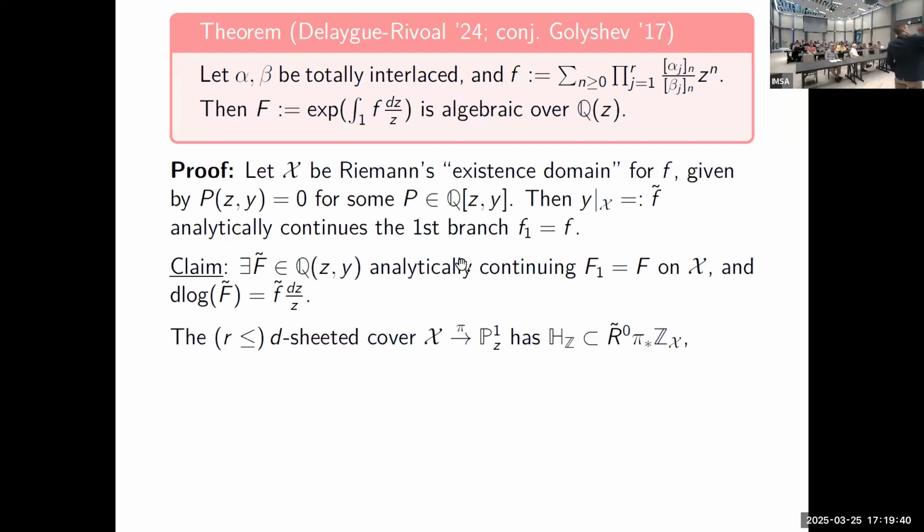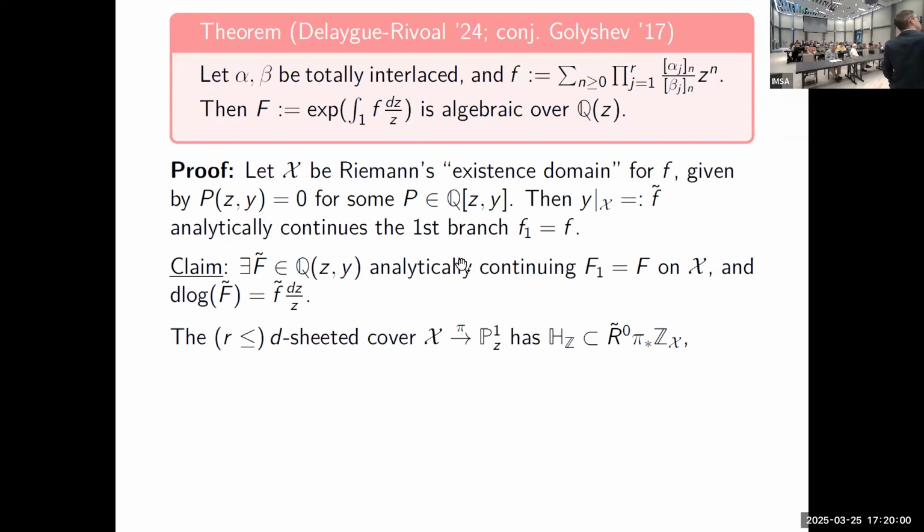Okay, now the hypergeometric local system H_Z, this is the integral lattice, has to be contained in the reduced cohomology of the fibers. Okay, so this is like the fibers are a collection of points, right?